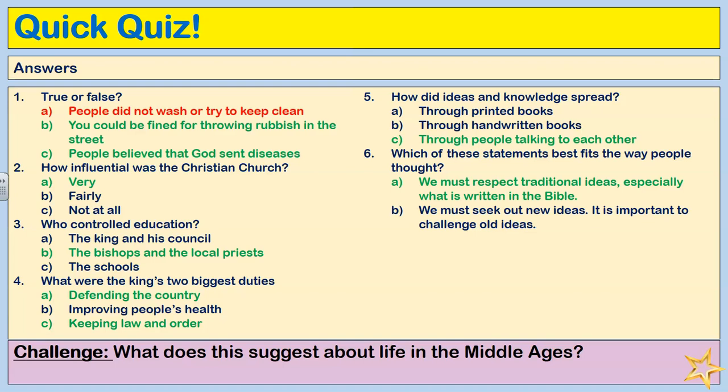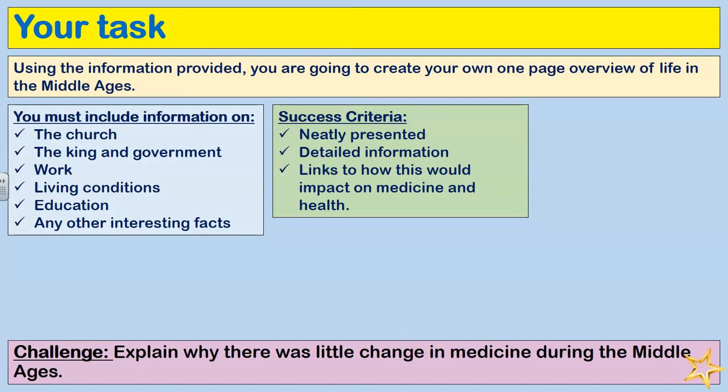So make sure that you have ticked those answers if you got them correct, change them if you got them wrong, and give yourself a score out of 10. Okay, your task now is using the information that is linked on your Show My Homework.